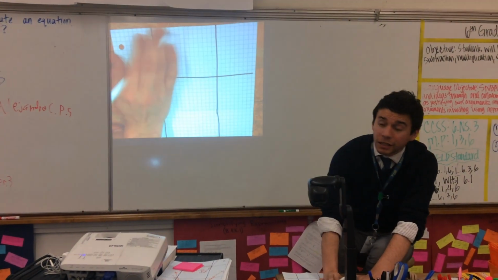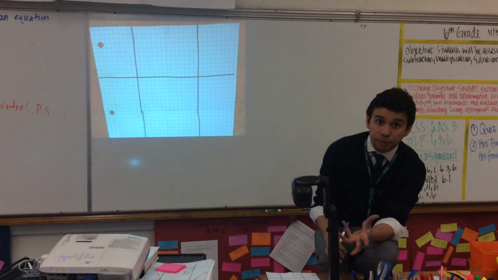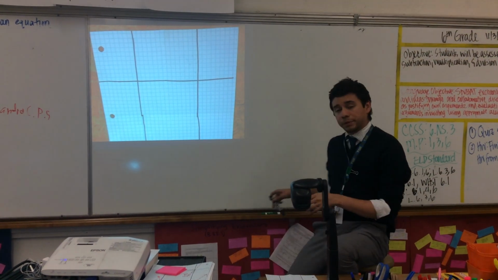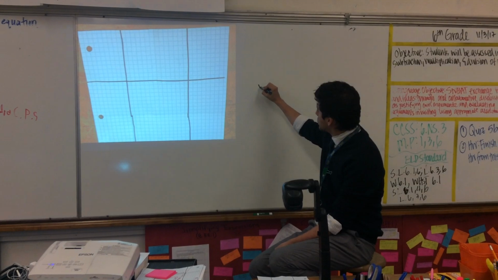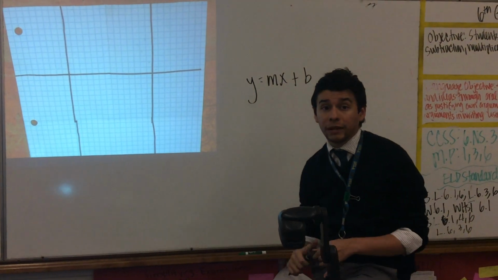I'm back. Now, what we learned today in class was all about graphing equations in slope-intercept form. So you already know what slope-intercept form is, right? So it's y equals mx plus b. You learned that all last week.